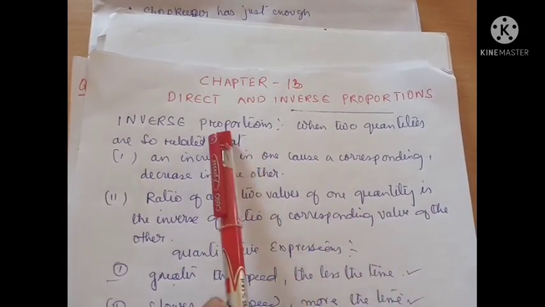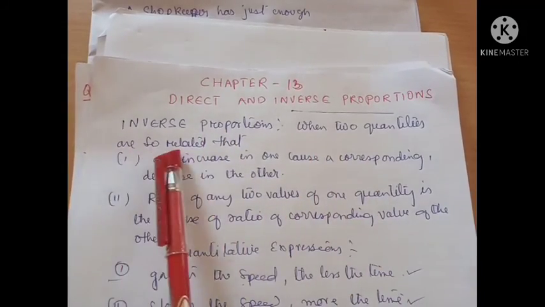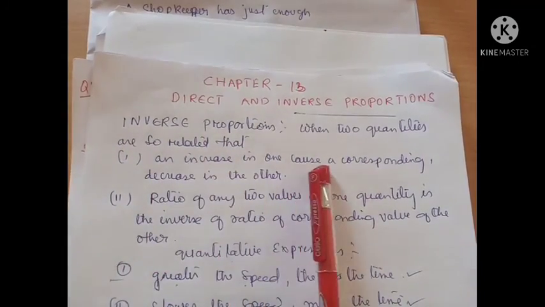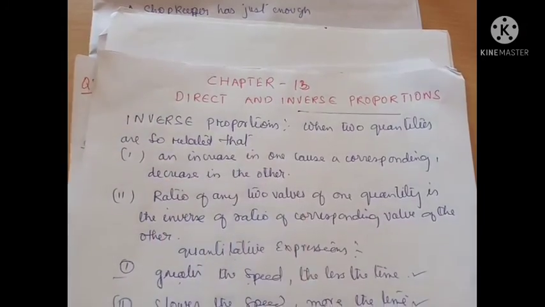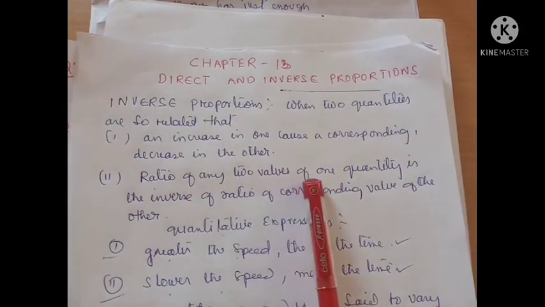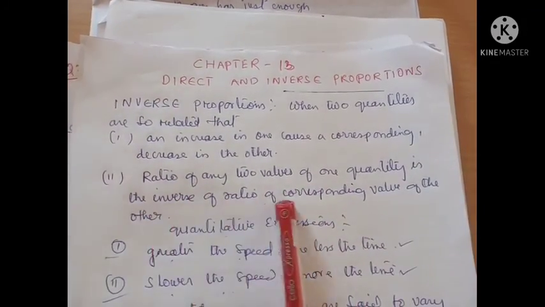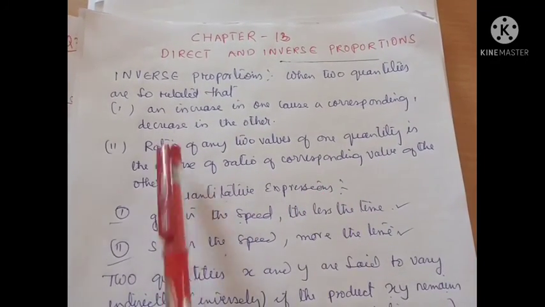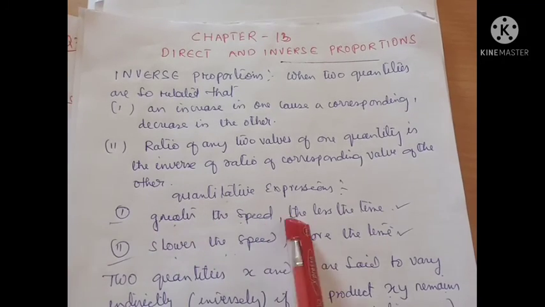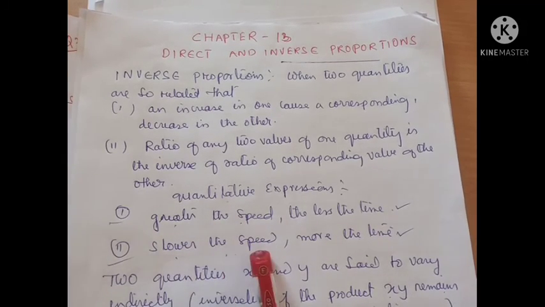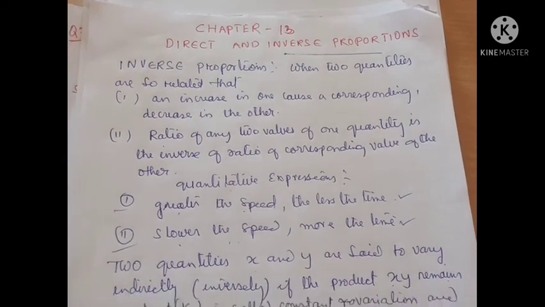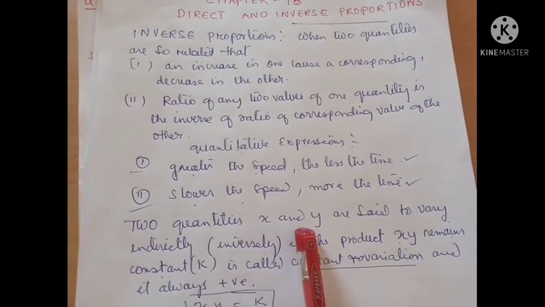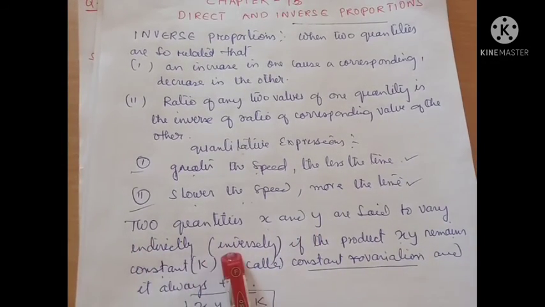Again we are rewinding the inverse proportion. When two quantities are so related that an increase in one causes a corresponding decrease in the other, the ratio of any two values of one quantity is the inverse of the ratio of the corresponding values of the other. See the meaning of this inverse proportion. When the speed is greater, the time will be less. When the speed is slower, more time will be required. So two quantities x and y are said to vary indirectly, that is inversely.